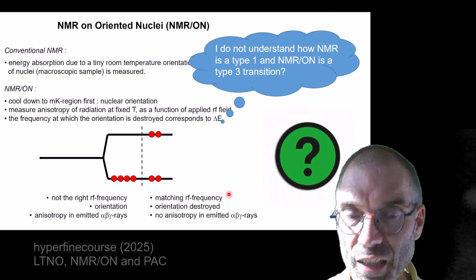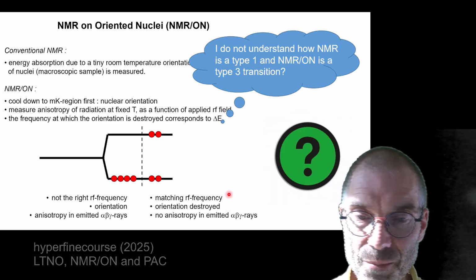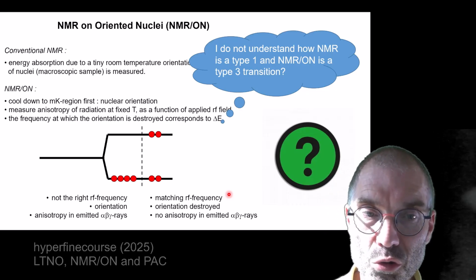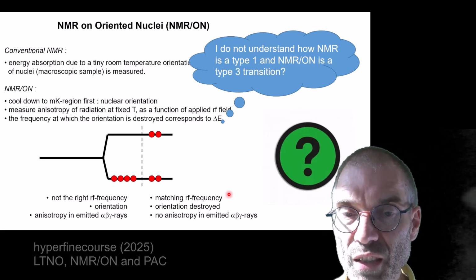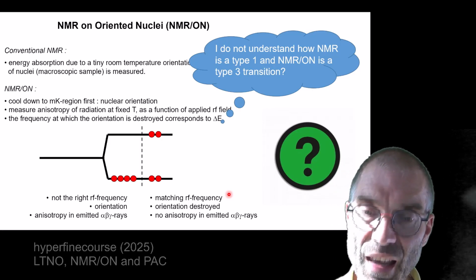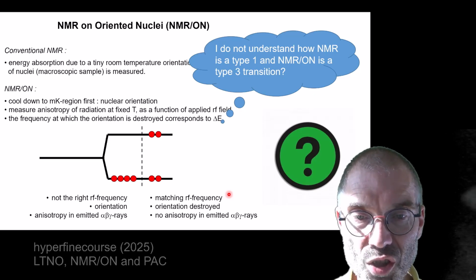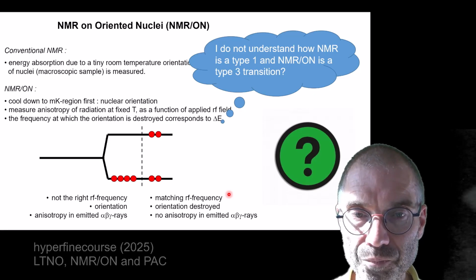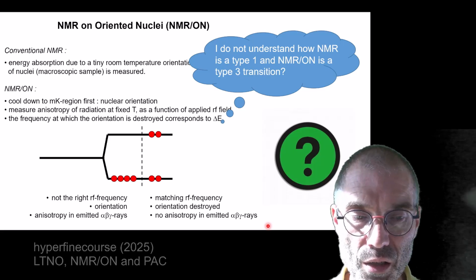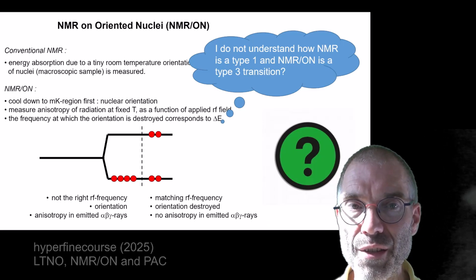So the detection is totally different. For NMR, you detect the radio wave photons. For NMRON, you detect the photons that are emitted in the radioactive decay, and their anisotropy changes if you match the radio frequency. So they are indeed belonging to two different classes.